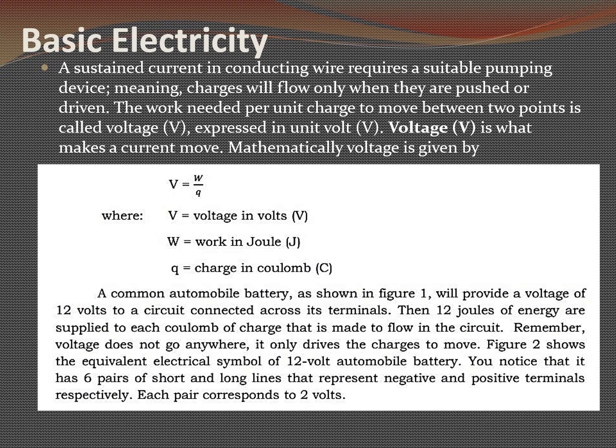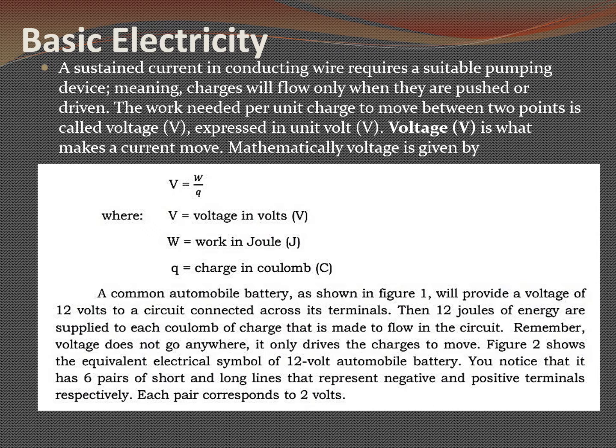Mathematically, voltage is given by the formula indicated, where V stands for the voltage in volts, W is the work in joules, and Q is the charge in coulombs. A common automobile battery, as shown in figure 1, provides a voltage of 12 volts across its terminals. So 12 joules of energy are supplied to each coulomb of charge that is made to flow in this circuit. Remember, voltage does not go anywhere. It only drives the charges to move.